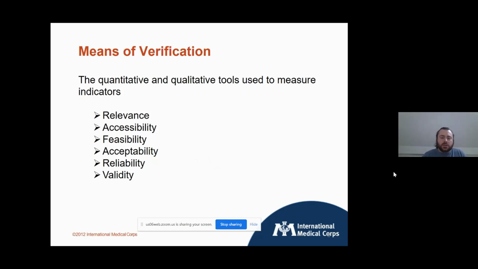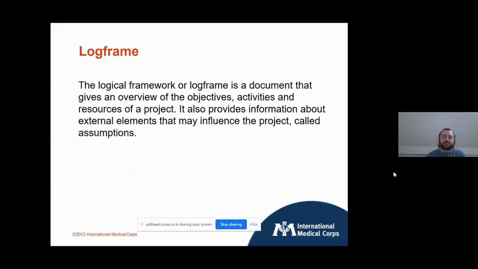When choosing and using means of verification, this can be done either quantitatively or qualitatively. We look through these 6 topics to ensure that the means of verification are the right fit for the services in the program that we are employing, and for measuring the impact and the success of those interventions. We look at relevance, accessibility, feasibility, acceptability, reliability, and validity of these tools.